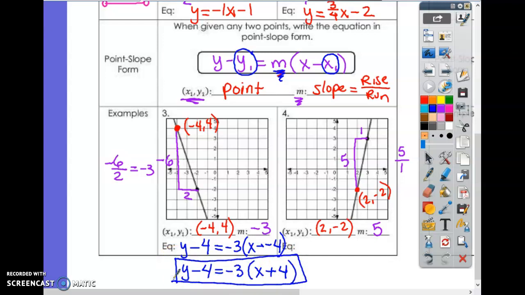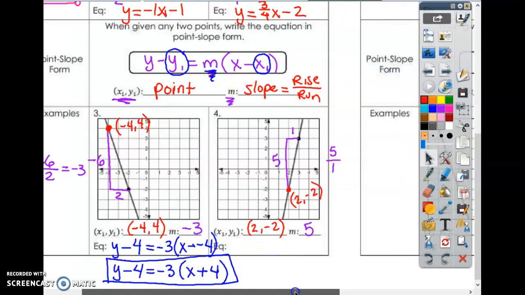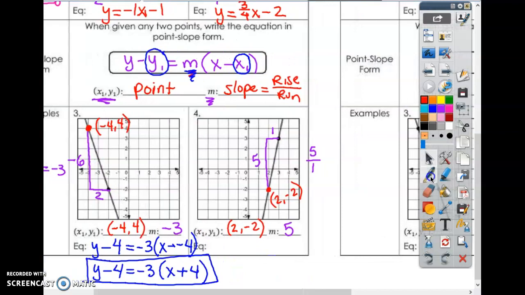Let's do the equation for the other one. Let's move this over a little bit. Okay, so this is my point. This is my x and my y. This is my m. So my equation is going to be y minus what? Negative 2. So minus a negative, I change it, right? So it's plus 2 equals 5, which is m, parentheses x minus my x, which is 2. Okay?